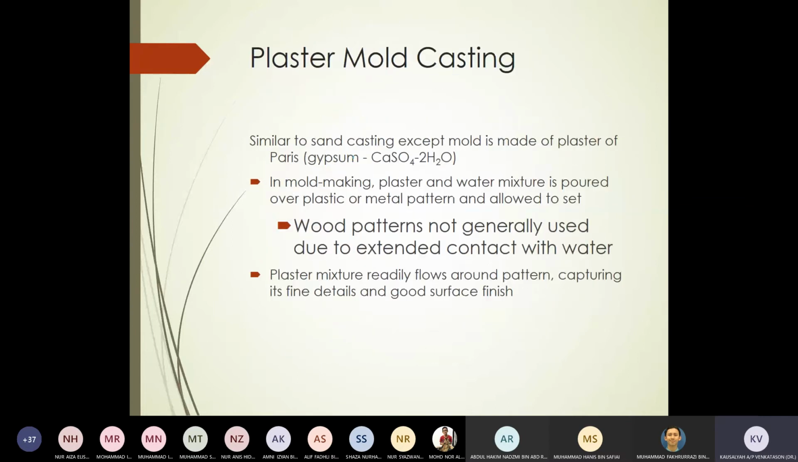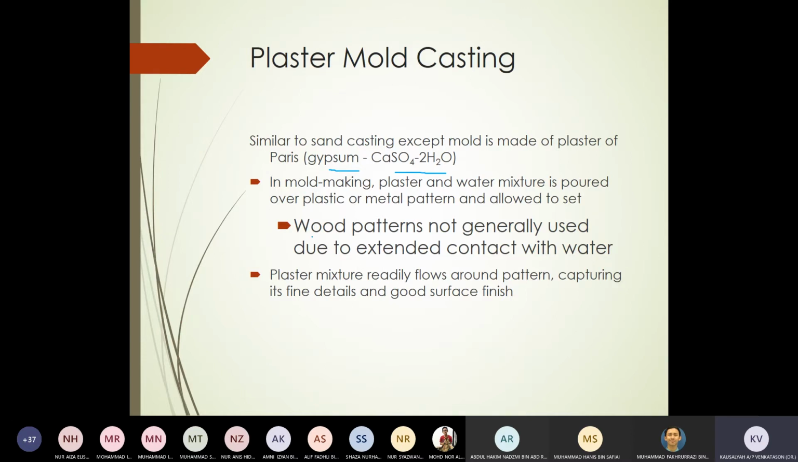Okay, so then we have plaster mold casting. This is similar to sand casting, except the mold is made out of plaster of Paris. We call this gypsum. This is the chemical composition. In mold making, a plaster and water mixture is poured over a plastic or metal pattern and allowed to set. So wood patterns are not generally used due to extended contact with water.